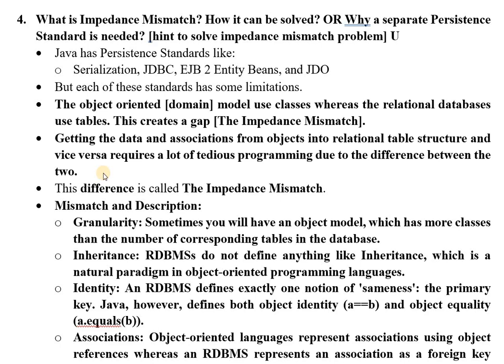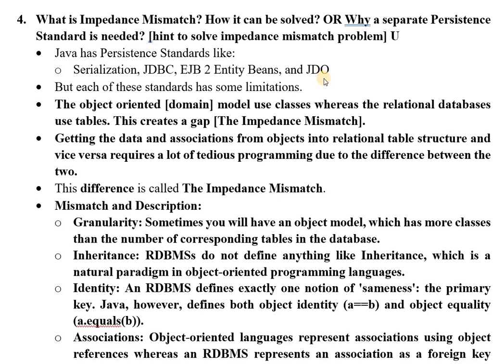In this video, we will look at the concept of impedance mismatch and how can we solve it. The same question can be asked in a tricky way: why a separate persistent standard is needed. Now, Java already supports different persistent standards like serialization, JDBC, EJB 2 entity beans and JDO. But each of these standards has some kind of limitation. So, what should we do? We need something different, right?